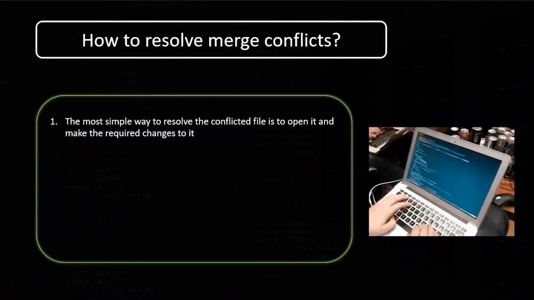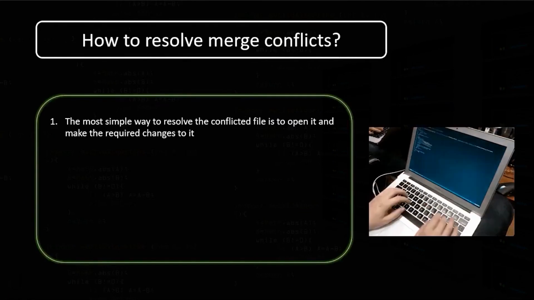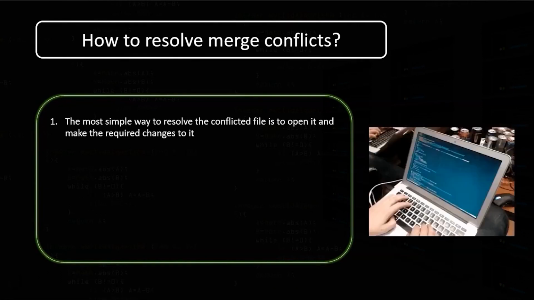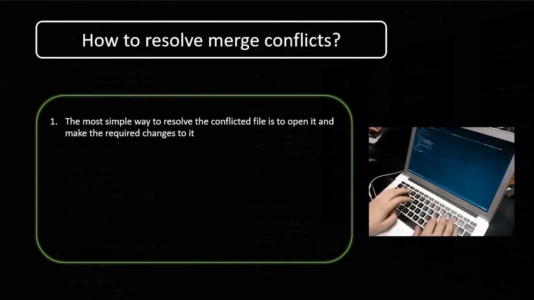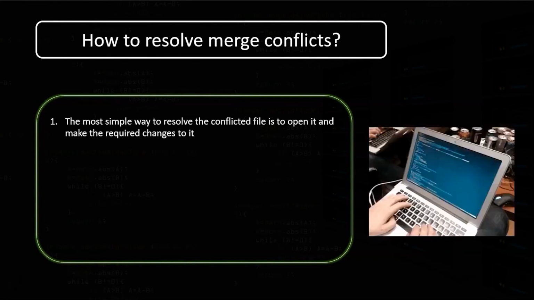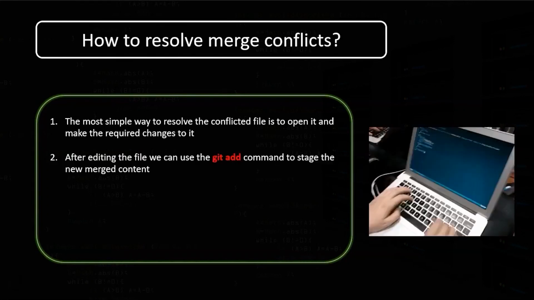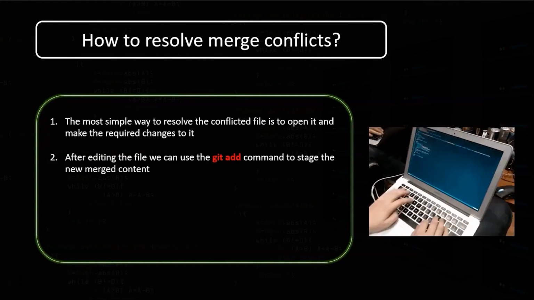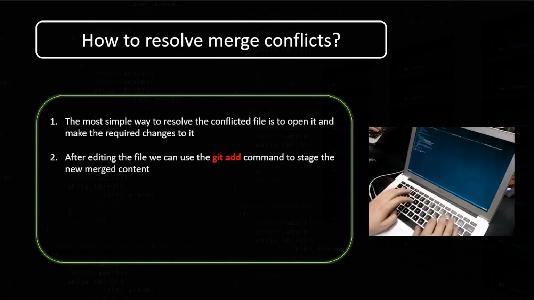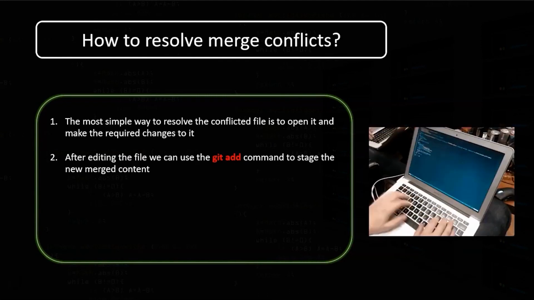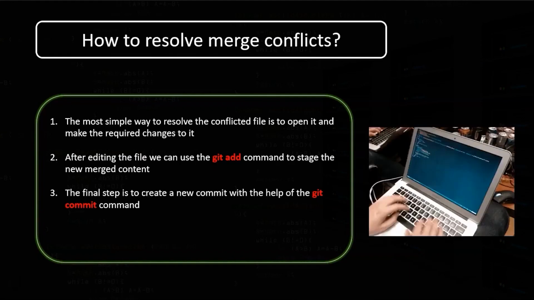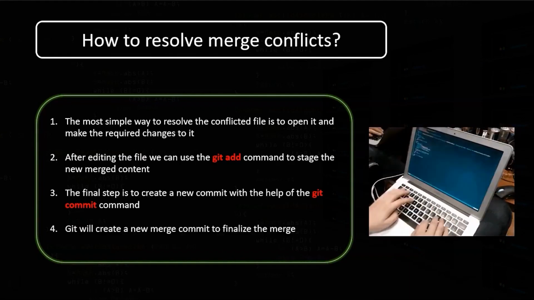In order to resolve these merge conflicts, the simple way to do this is that we open the file which is in conflicted status. Once that is done, you make the required changes. Whatever source code you want to proceed with, you select that source code, and once the editing of the file is done, you can run the pretty straightforward command called git add to add that file to the staging area. And then you can do the git commit so that the merge conflicts can be resolved, and you will be able to see a merge here.